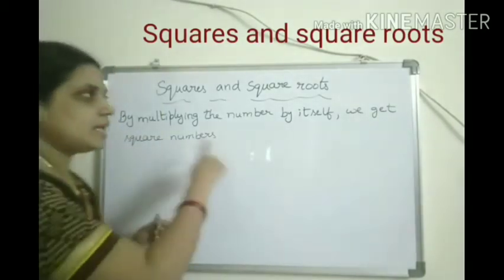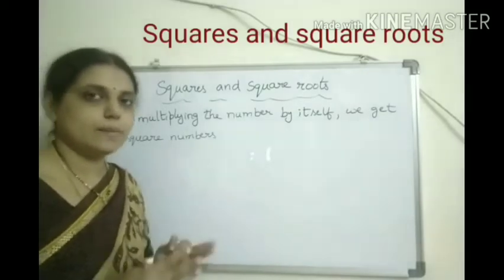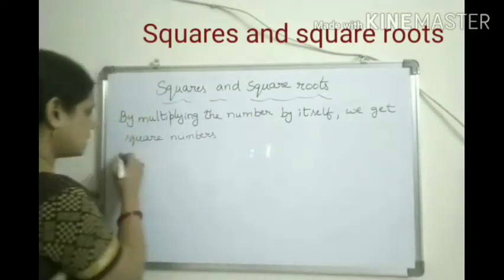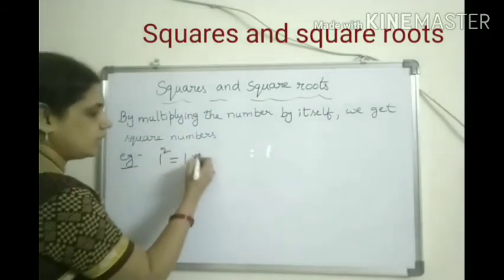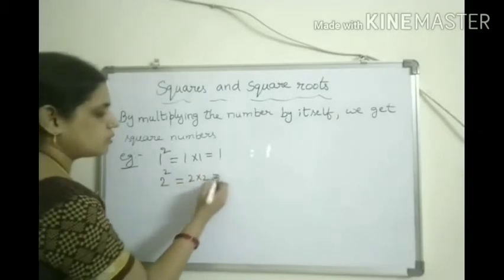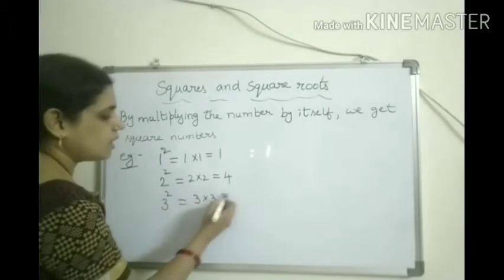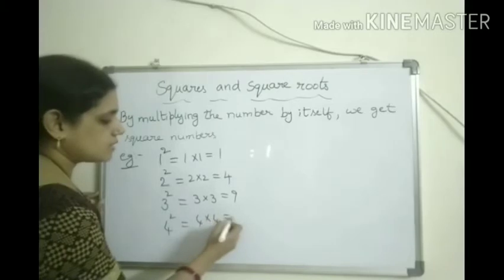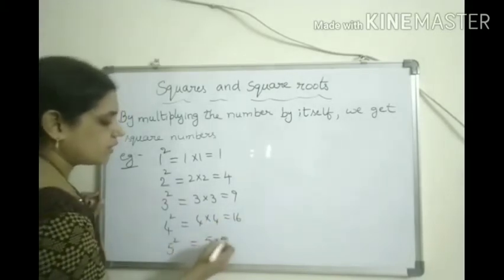By multiplying a number by itself, we get the square numbers. So how is it? Example I am giving. 1 square means 1 into 1, that is 1. 2 square, that is 2 into 2, 4. 3 square is 3 into 3, 9. 4 square, 4 into 4, 16. 5 square, 5 into 5, 25.